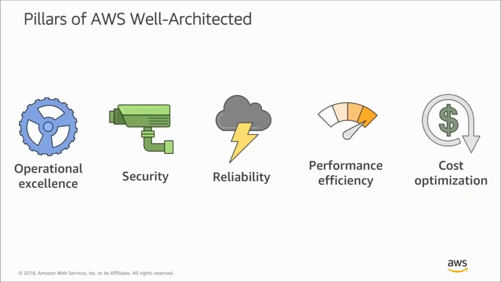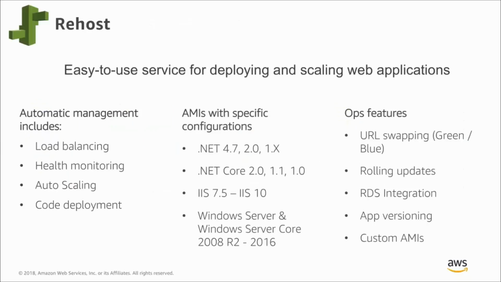Keeping the well-architected pillars in mind as we discuss these three options, the easiest way is to simply rehost. And the best service to do this for a Microsoft .NET application is going to be Elastic Beanstalk. Beanstalk gives you a lot of that highly available functionality, operational excellence, and a secure platform to deploy your application in. So out of the box, it brings you load balancing, health monitoring, and the ability to auto scale. Really all you have to bring is your code.